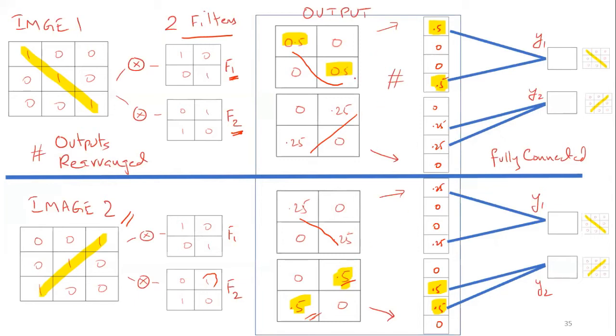Now, what we're going to do is take the output and rearrange it, okay? The rearrangement simply means that we're going to make it into a vertical line. So what you see over here is you've taken the 0.5, and you put 0.5 first, then a zero, then a zero, then a 0.5 over here. So this comes out from the application of filter one on image one.